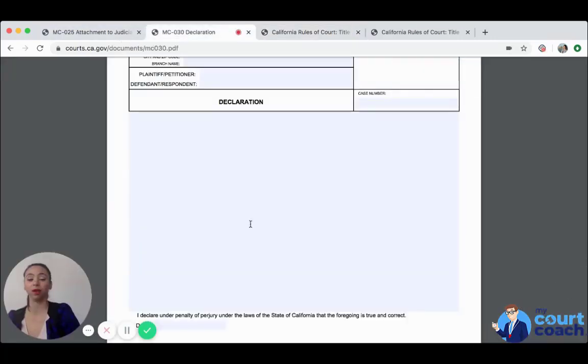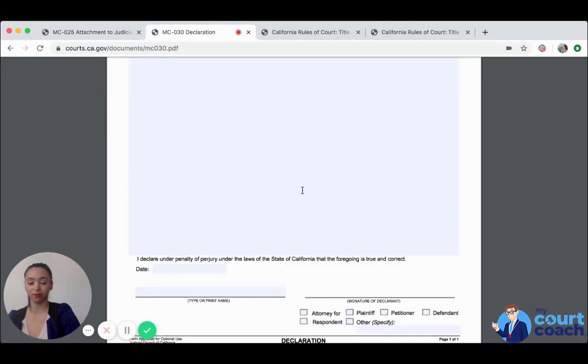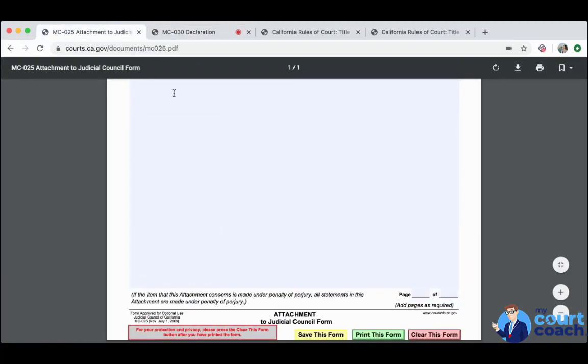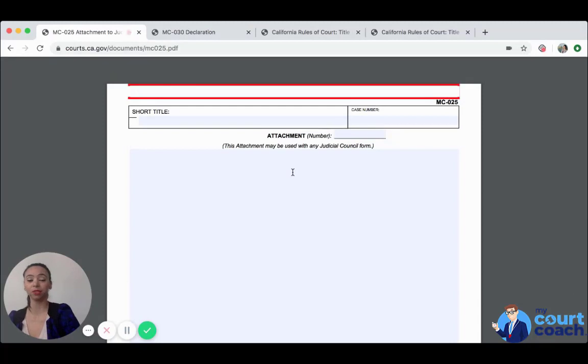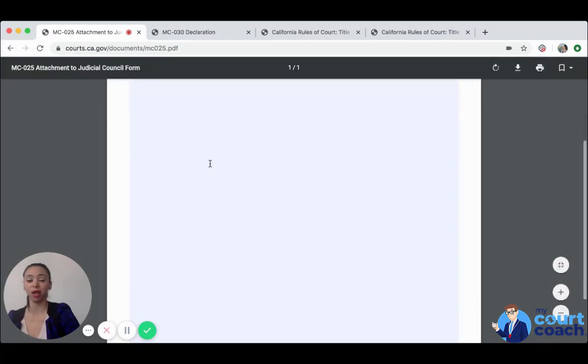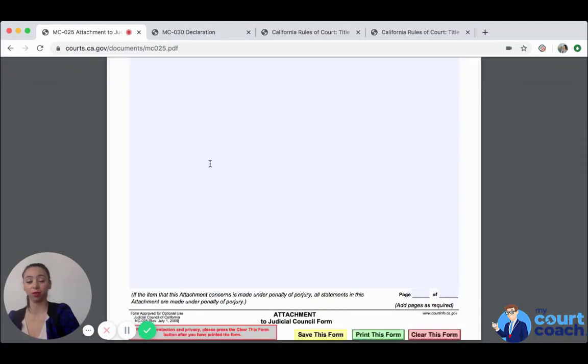Once you have your perfectly written declaration that is based on personal knowledge, and you have this page, and let's say you attach 3 of these attachments to explain your position, and now that's actually a total of 4 pages, right?